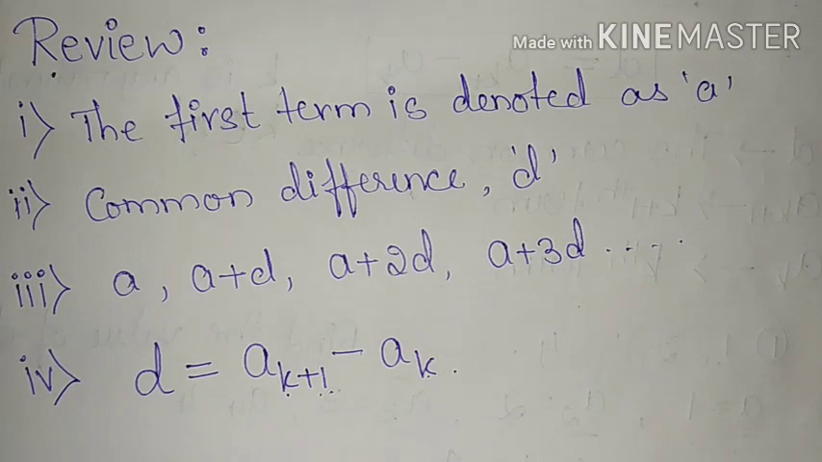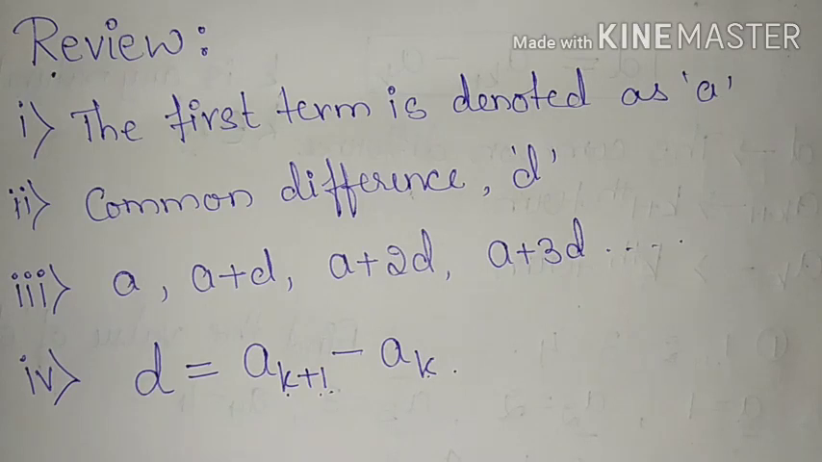In the last class, we learned about arithmetic progressions, and in the last lesson, we focused on first, the meaning of arithmetic progressions. An arithmetic progression is a list of numbers in which the previous number is added by a fixed number to get the next term.